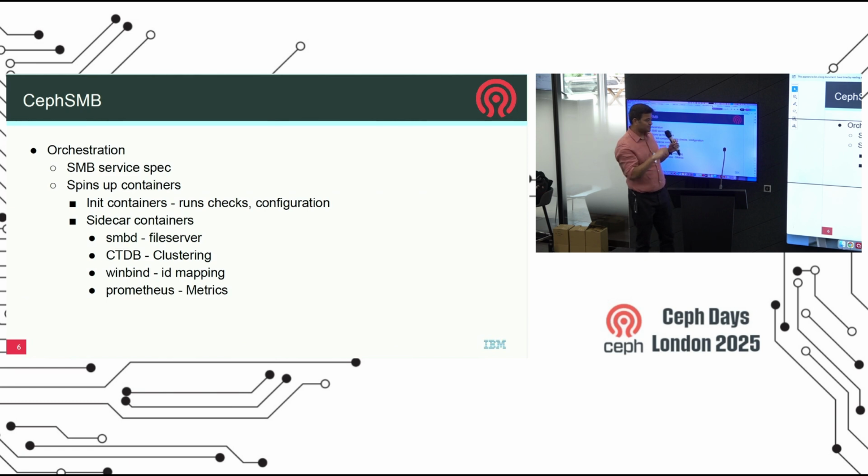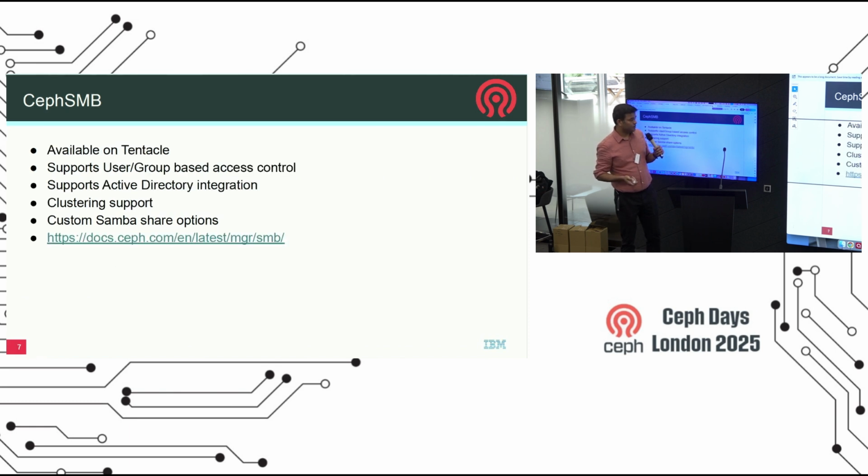The other sidecar containers created are SMBD, which is the file server. You have CTDB, which is required for clustering. You have WinBind, which does the SID to UID mapping. And then we use Prometheus for the metrics. Another component I haven't listed here is the proxy component, which I will talk about later.